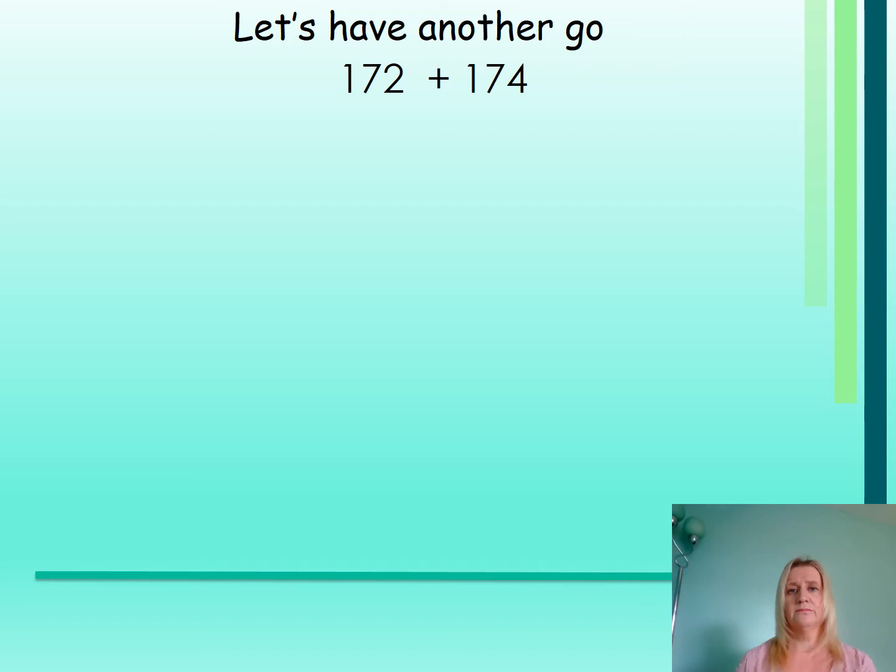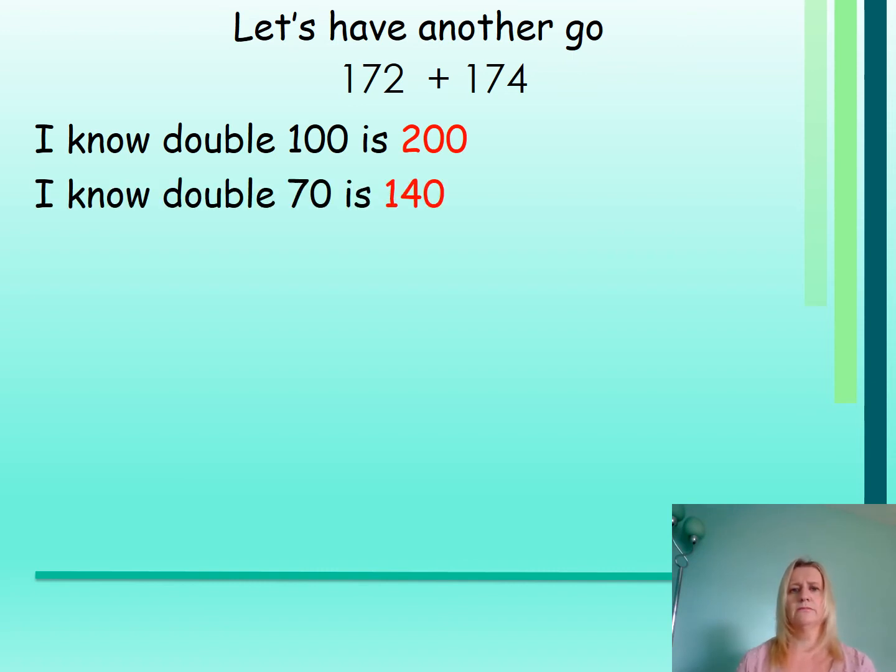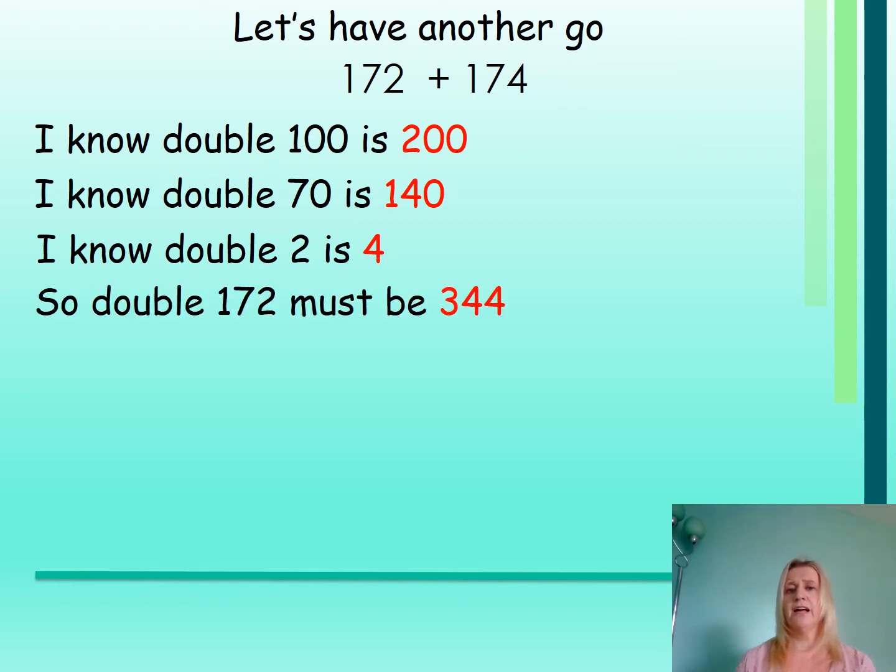Let's have another go. Pause the video here and see if you can use the near double strategy to work out this calculation. We know that double 100 is 200. We know that double 70 is 140. And we know that double 2 is 4. When we put all of those numbers together, when we add those numbers, we get 344. Of course, that's just what double 172 is.